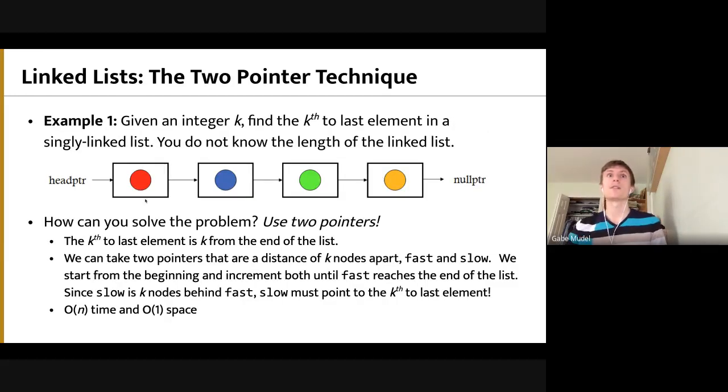Okay, so we're using our two pointers, and we start one here, and then we start one at k. Then we move until the one that had the head start becomes a null pointer, and then the one that we started at 0 should be exactly k elements away from the end. And this solution takes O of n time and O of 1 space.